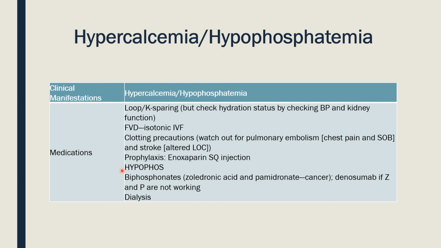Now, if their phosphorus is very low, then you want to give phosphorus, right? So we give them bisphosphonates. Examples of this are zoledronic acid or pamidronate. But remember, pamidronate, you might see that in patients who have cancer. Okay, now if any of these two are not working, then we will give them denosumab. Okay, and dialysis is also an option for this type of patients.